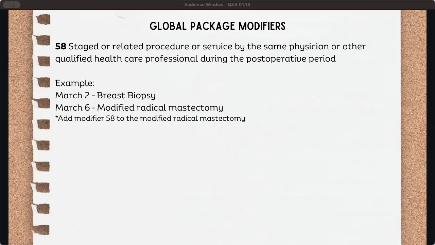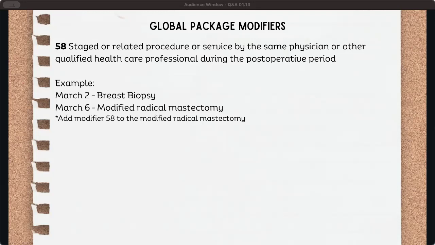So the best example, and the easiest to understand, is a patient that has a breast biopsy done on March 2nd. They send those results off to the lab. And at that point, the lab comes back and says that there is a malignancy. So we have to go in and do a mastectomy. So the patient is then diagnosed with breast cancer, and then that same physician decides to perform a modified radical mastectomy on the right breast on March 6th.